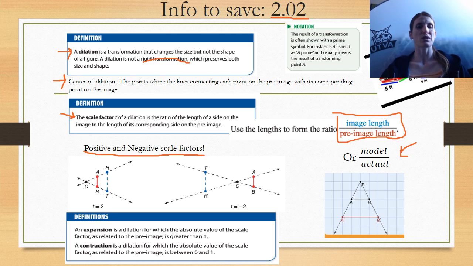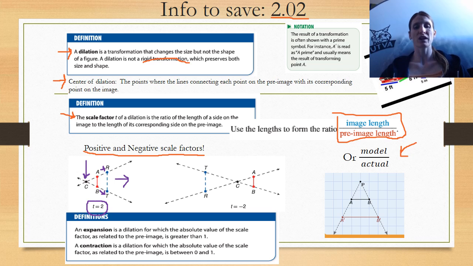So I put a few things up here just to remind you or show you that a positive scale factor, so this is a positive 2, is when it's going in the same direction. See how this C is our center of dilation? And they're both going to the right of C. And you can also see that A corresponds with R, and B corresponds with T.